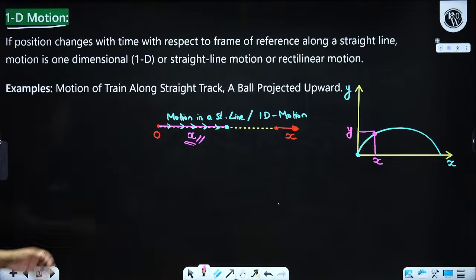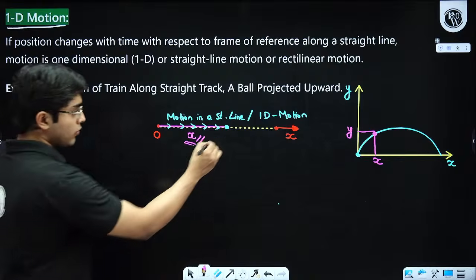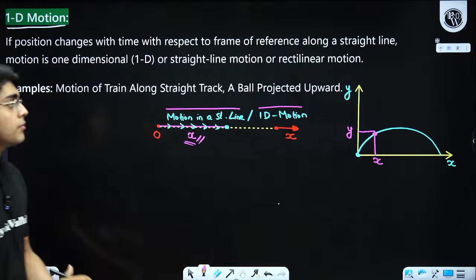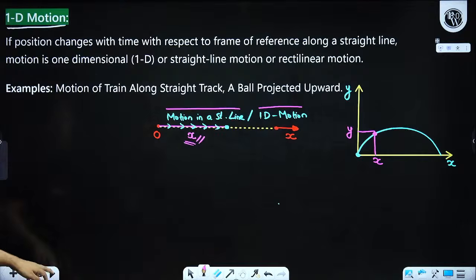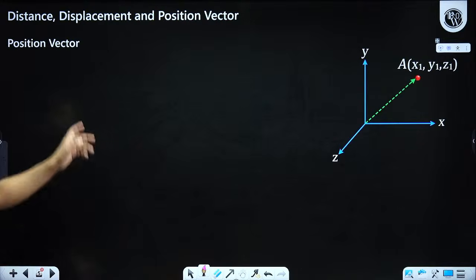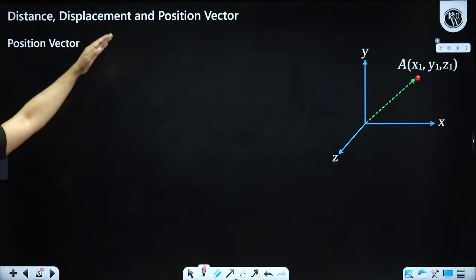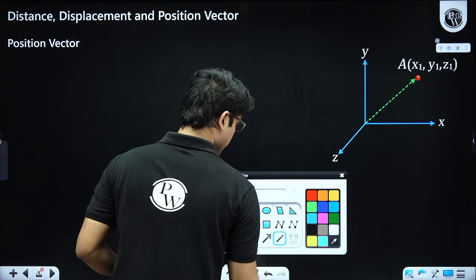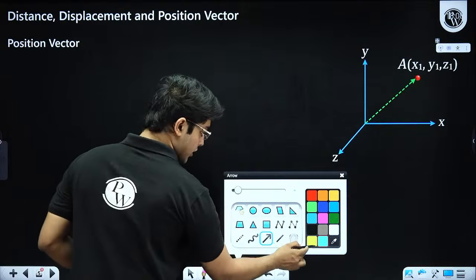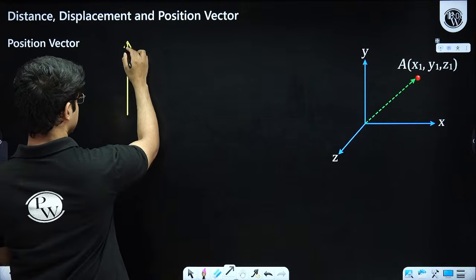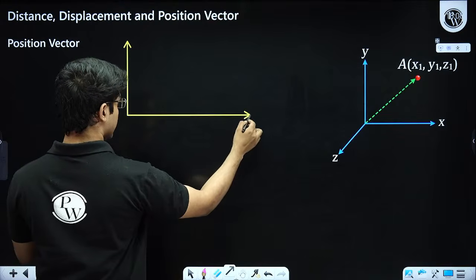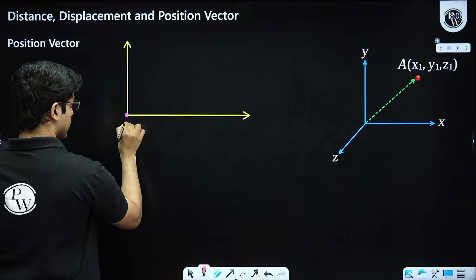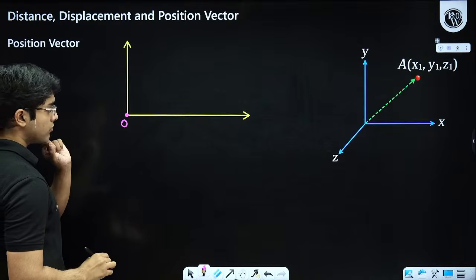So that is the definition of 1D motion. 1D motion is the same as motion in a straight line. These two are the same ideas itself. Now we will talk about these three quantities: distance, displacement and position vector. First we will begin with position vector. For defining what position vector is, we will take the xy plane once again, and let's say this is the origin. Every position we will measure with respect to the origin.